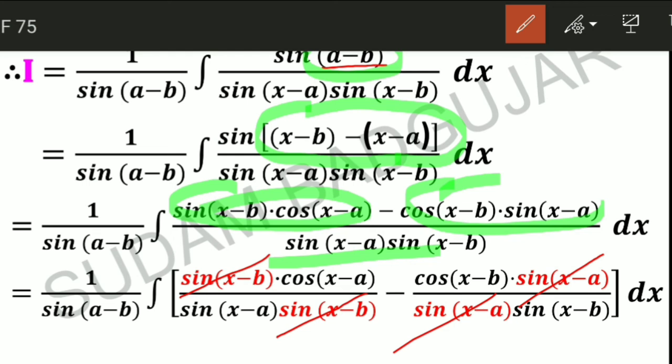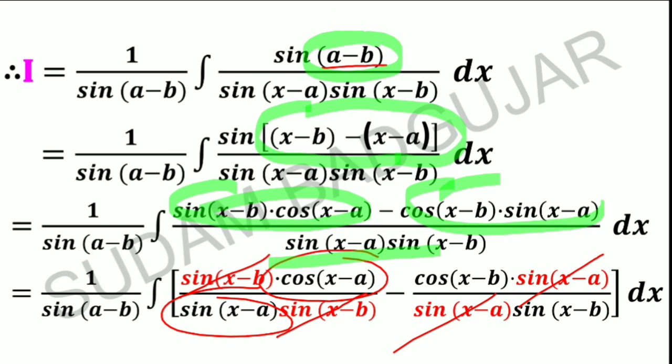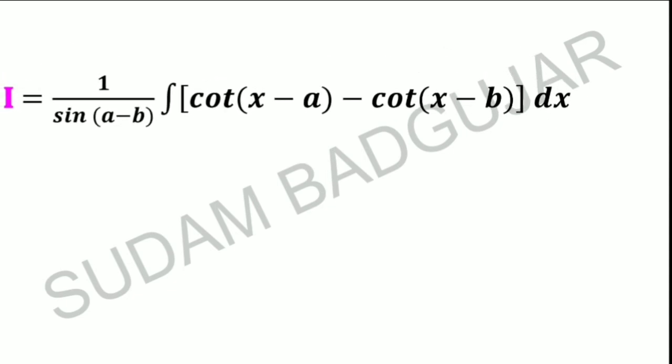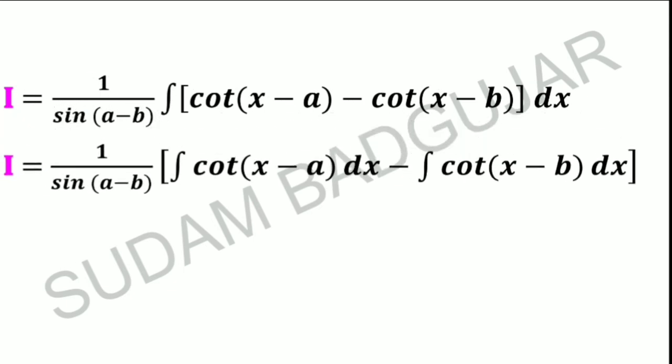What is remaining? That is cos of x minus a upon sine of x minus a. What is cos x upon sine x? Cot. And here again it is cos upon sine, it is cot. Means both are cot. That is 1 upon sine of a minus b into integration of cot of (x minus a) minus cot of (x minus b) into dx. Taking separate integration, that is 1 upon sine of a minus b into bracket integration of cot of (x minus a) dx minus integration of cot of (x minus b) dx.